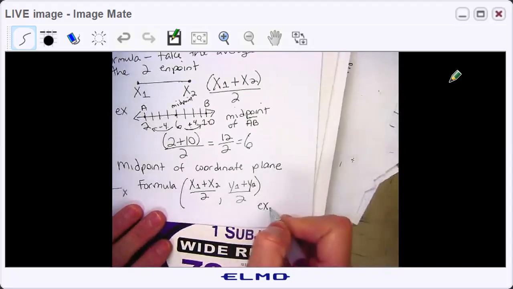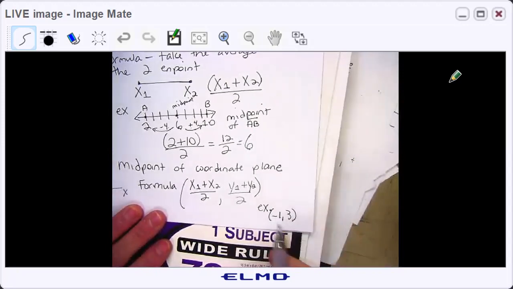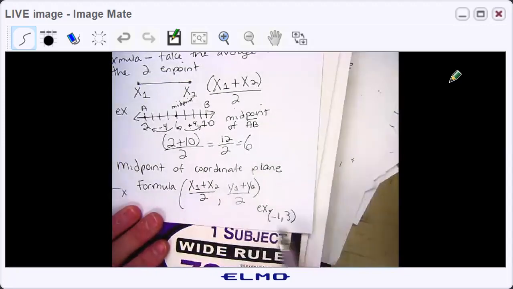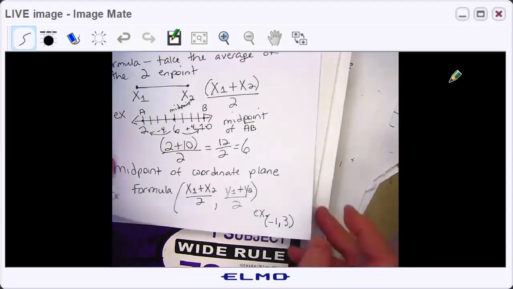For example, you might get -1, 3. So you're not going to put those together and try to add them together to become 2 or anything like that. Now, when you're looking for a midpoint on the coordinate plane anyway, it is an actual XY point. Let's look at an example of that.